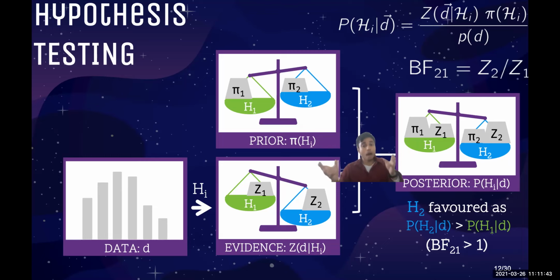We can quantify how much it's favored by using a Bayes factor, which is the ratio of the evidences. Here we see that the Bayes factor for hypothesis 2 compared to hypothesis 1 is much larger. So this is the core idea behind my search.